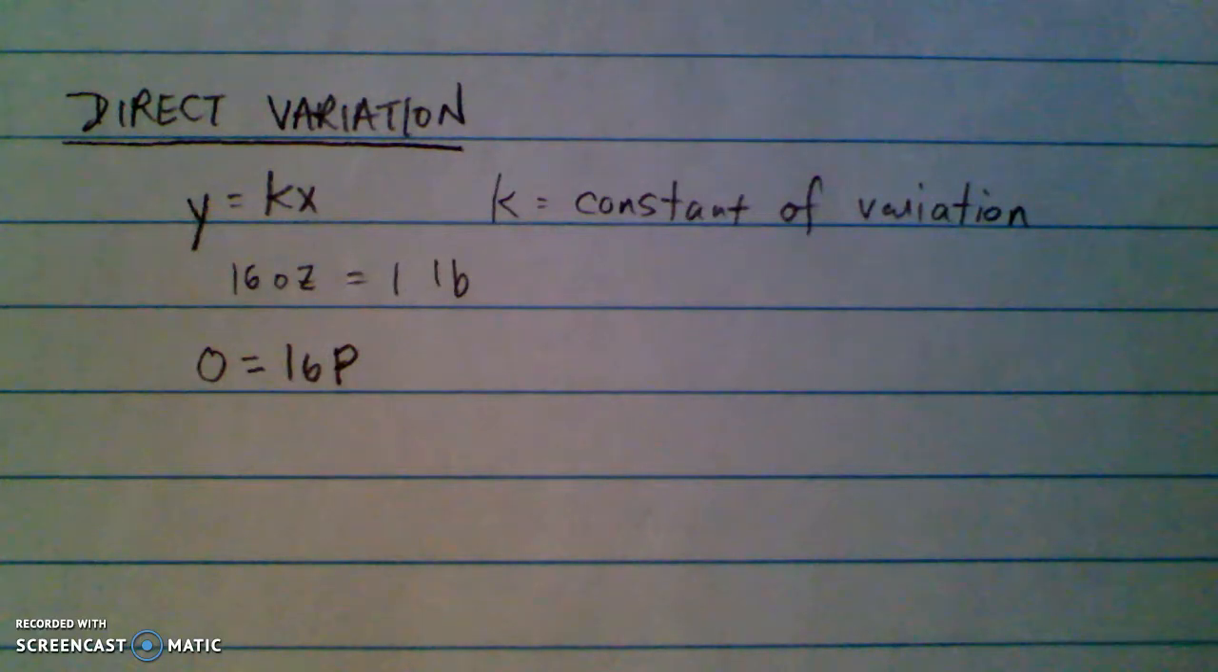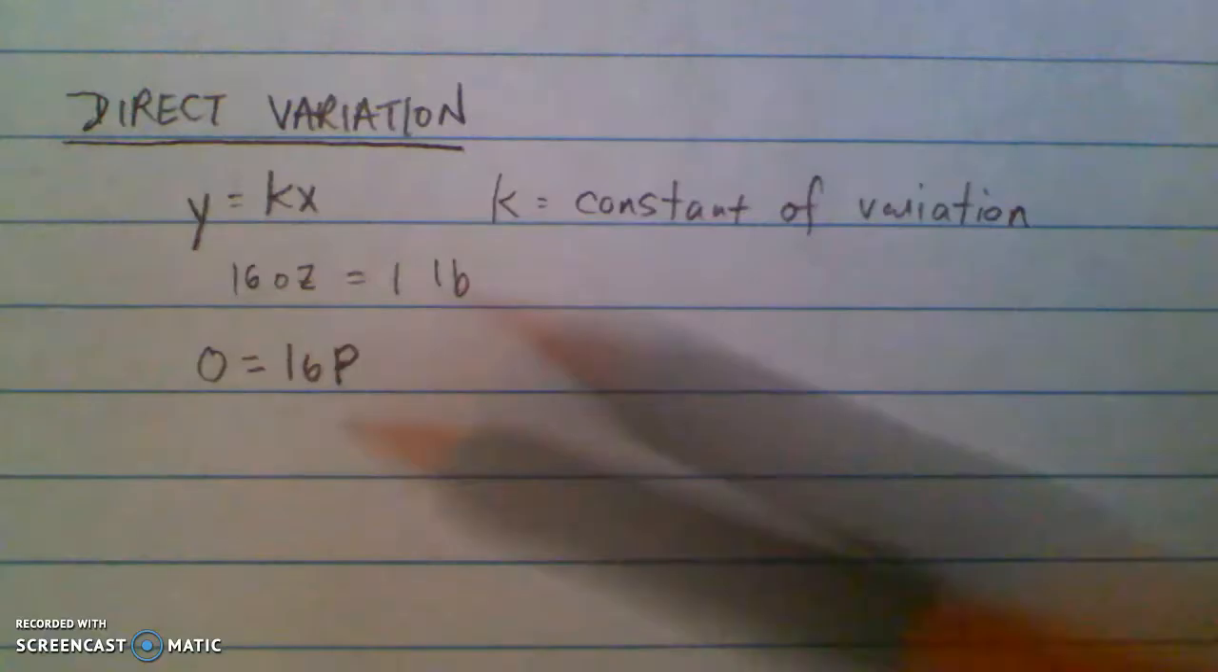If I had 1 pound, 1 times 16 is 16. If I have 2 pounds, 2 times 16 is 32, so on and so forth. That makes sense to everybody? If I have 0 pounds, how many ounces do I have? 0, because the intercept of the line is 0, so it corresponds with that.